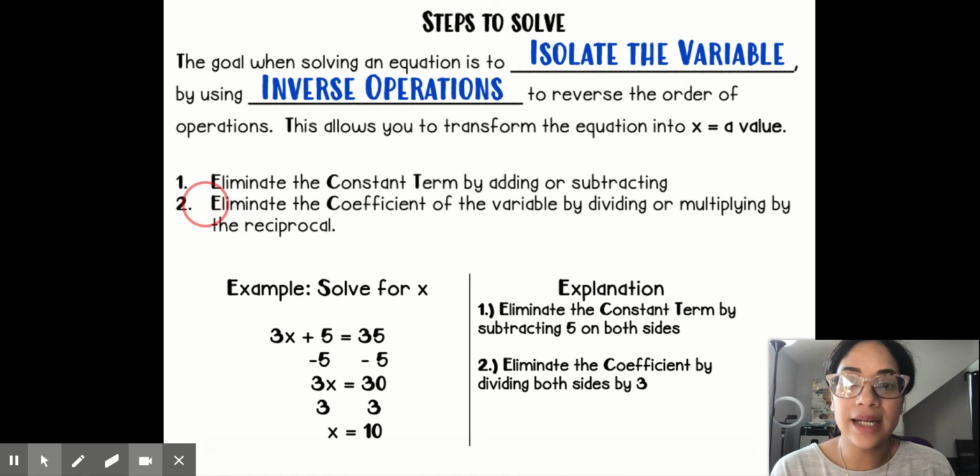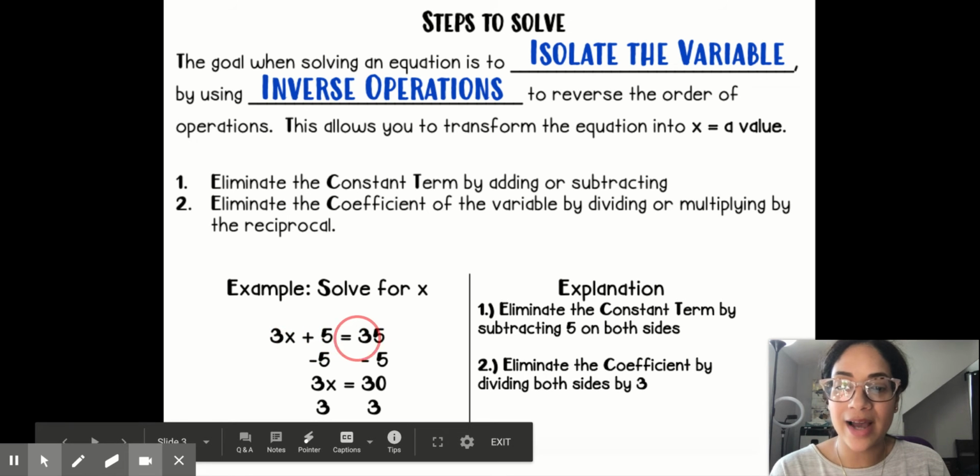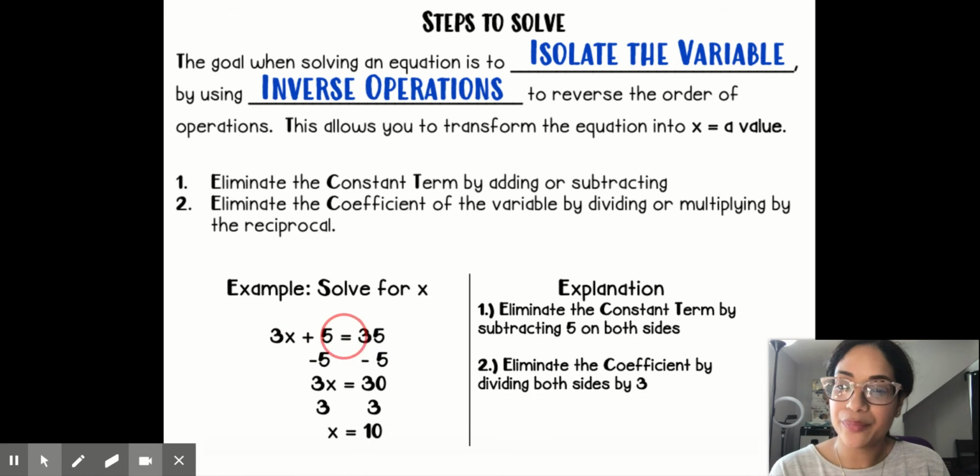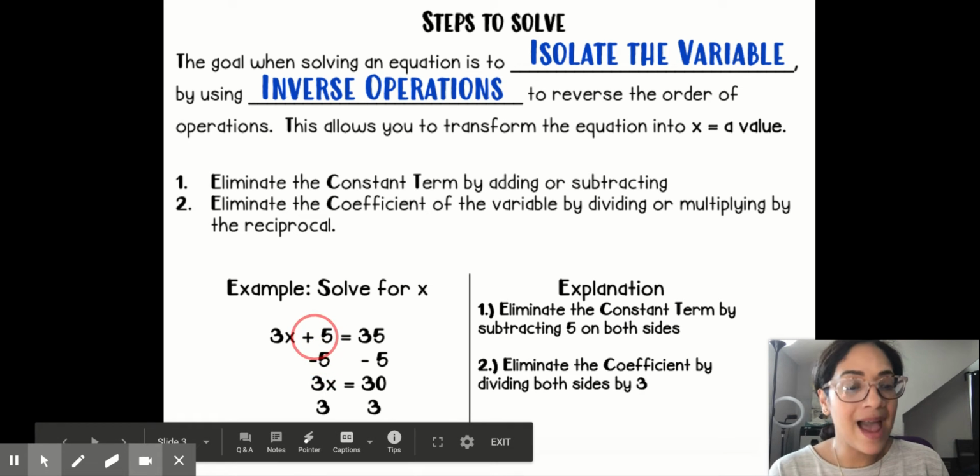So let's take a look at our steps. We're doing two-step equations today, so there's two steps to solve. The first step is to eliminate the constant term by adding or subtracting. So let's take a look at our example here. We have 3x plus 5 equals 35. Now, to eliminate my constant, which here is 5, because 5 is by itself, it doesn't have a variable, I have to do the inverse, the opposite. And the opposite of adding 5 is subtracting 5.